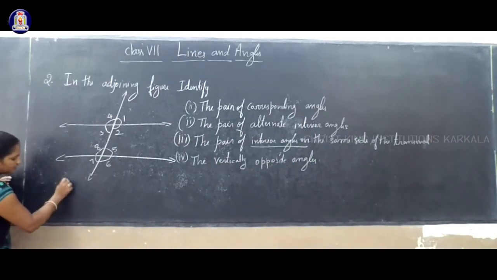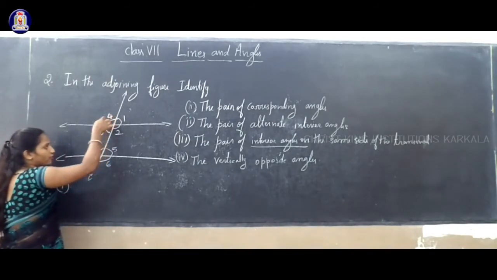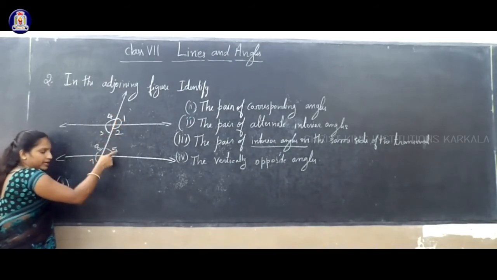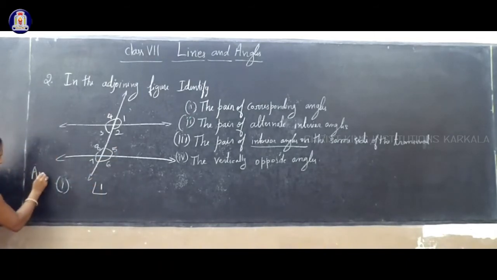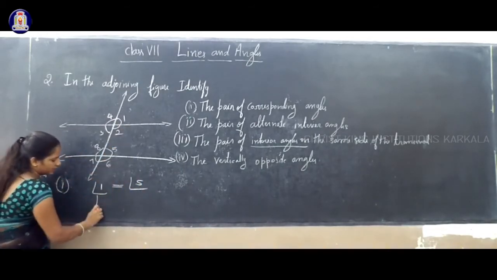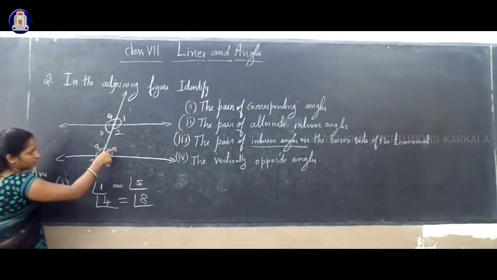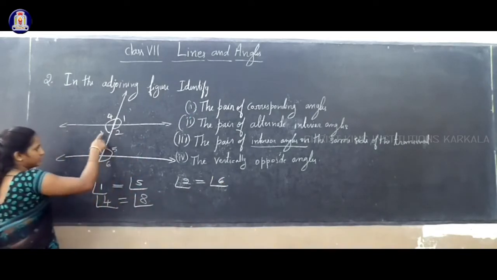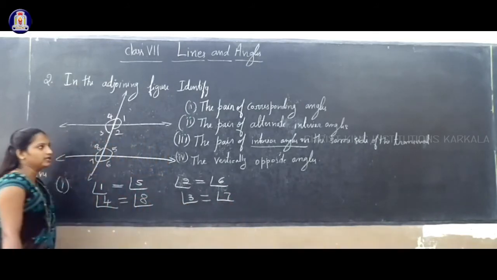Now we can identify the corresponding angles in this. So first one answer, which is a corresponding angle. See, in this figure we can identify angle 4 and angle 8 are corresponding angles. Is it correct? Yes. Now angle 1 and angle 5 are also corresponding angles. So write angle 1 is equal to angle 5. So these two angles are corresponding. Then similarly angle 2 and angle 6. Angle 2 is equal to angle 6. Similarly angle 3 is equal to angle 7. So these angles are corresponding angles.